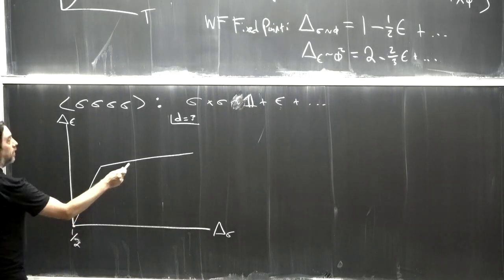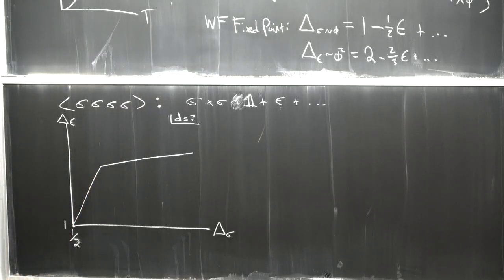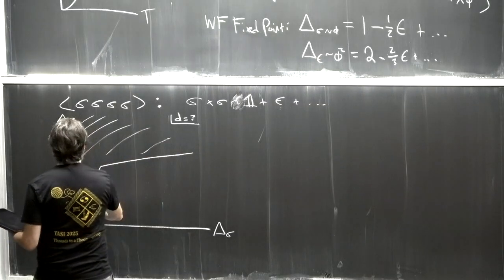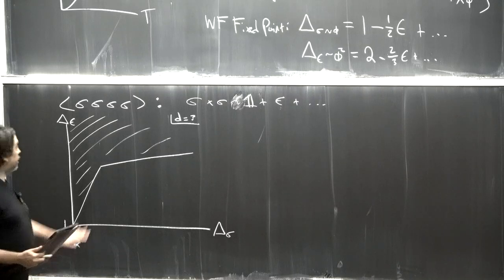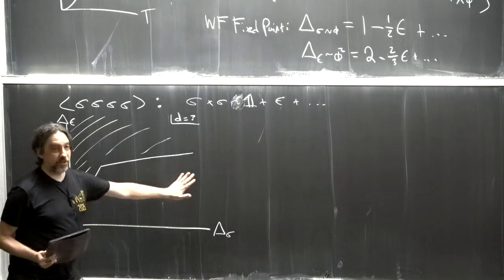And the phi squared operator has dimension 1. That sits right here. So this corner is 1/2, 1, which is where a free theory lives. This is an upper bound, so everything out here is excluded. And the first thing we know is that basically all 3D CFTs that are unitary or reflection positive need to live in this space somewhere.